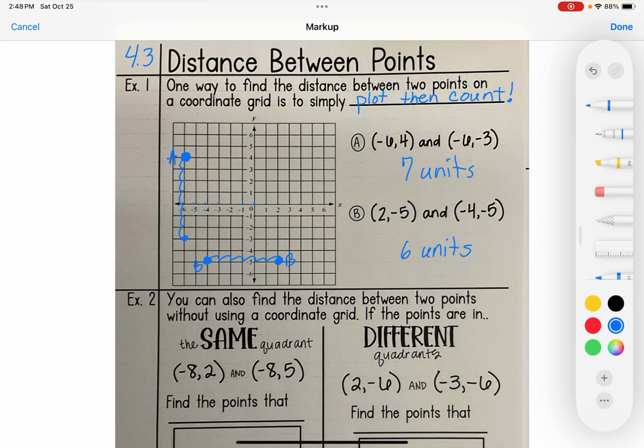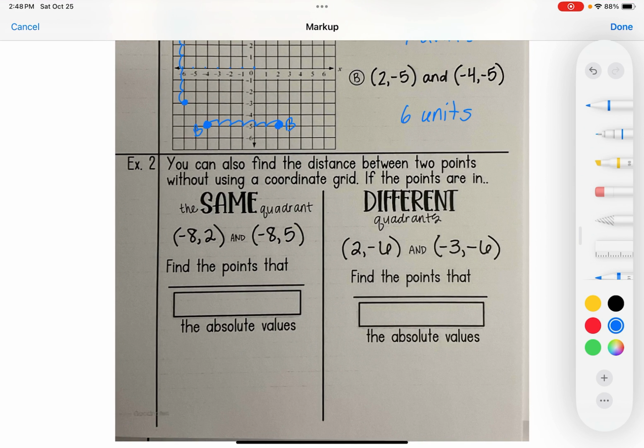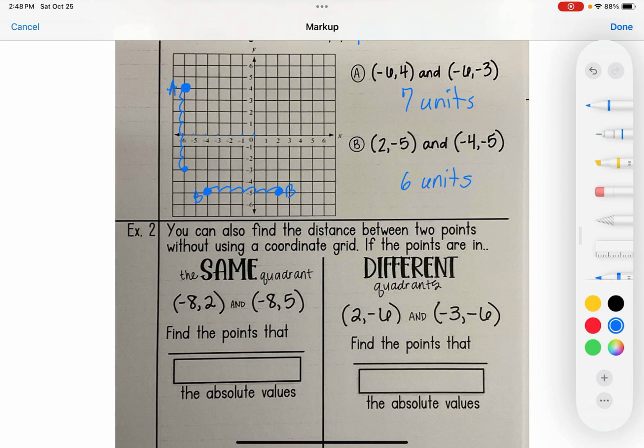Okay, so that's how you find the distance between points. Easy, right? But now sometimes they'll give you the points, but not give you the coordinate grid. So you can also find the distance between 2 points without using a coordinate grid. So if the 2 points are in the same quadrant, now when we look up at our other examples, A, these 2 right here were not in the same quadrant. One was in quadrant 2, one was in quadrant 3. Same thing for B. They were not in the same quadrant. One was in quadrant 3, the other in quadrant 4.